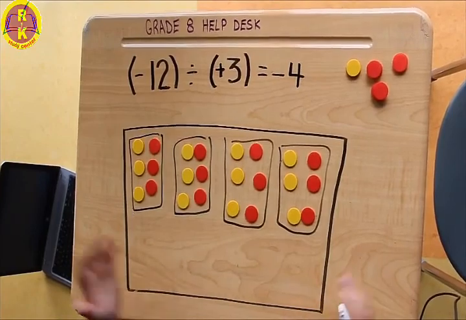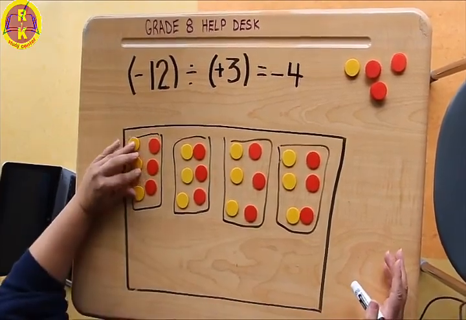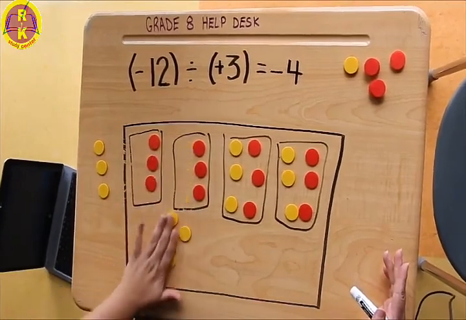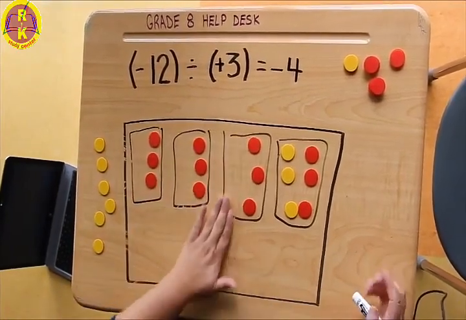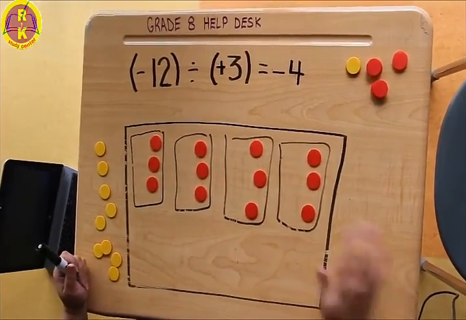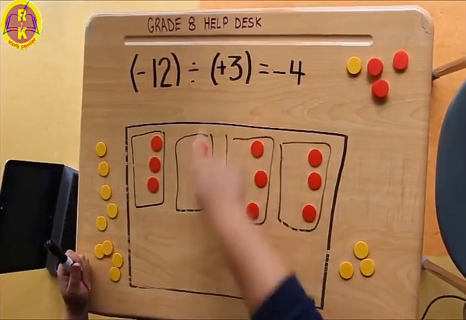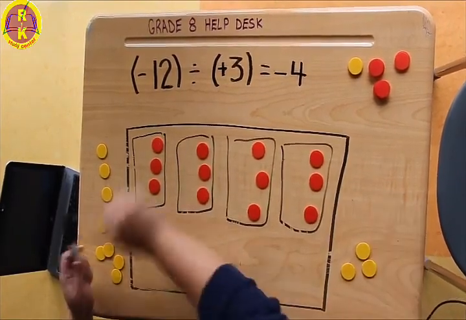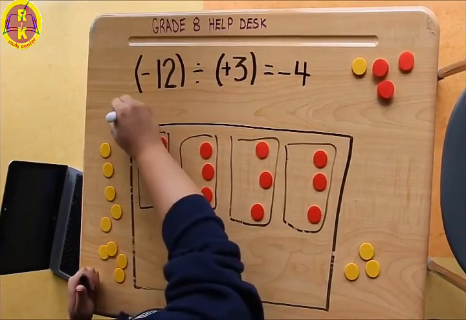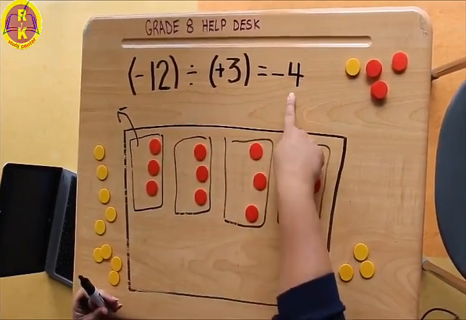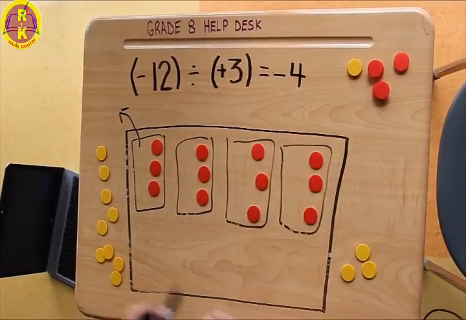looking at my positive 3s? Well, if I take out groups of positive 3, so there's one group I'm taking out, there's another group I'm taking out, take out a third group, and a fourth group. So now I've taken out 4 groups of positive 3, and I'm left with 12 negative tiles in the bank. Because I took out tiles, that tells us that our quotient is negative, and I took out 4 groups, so we have negative 4 as our quotient.